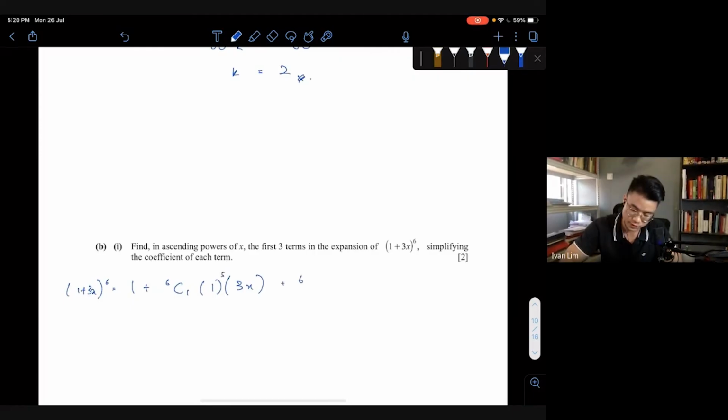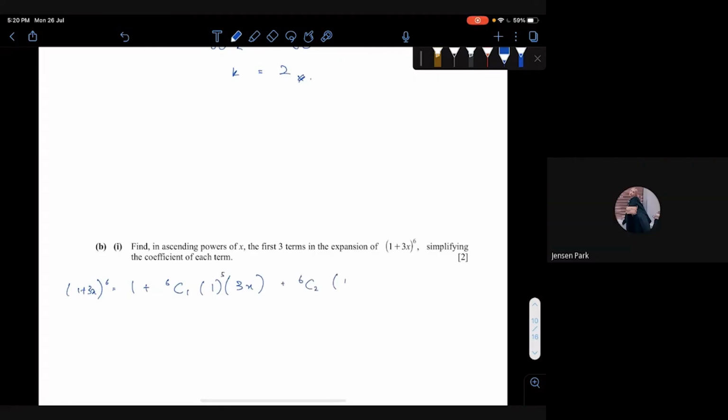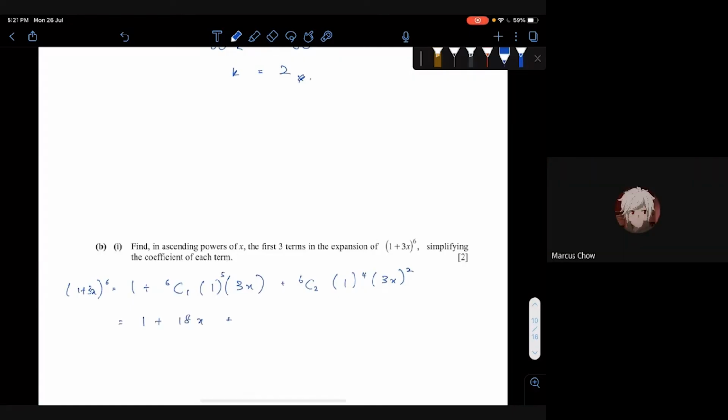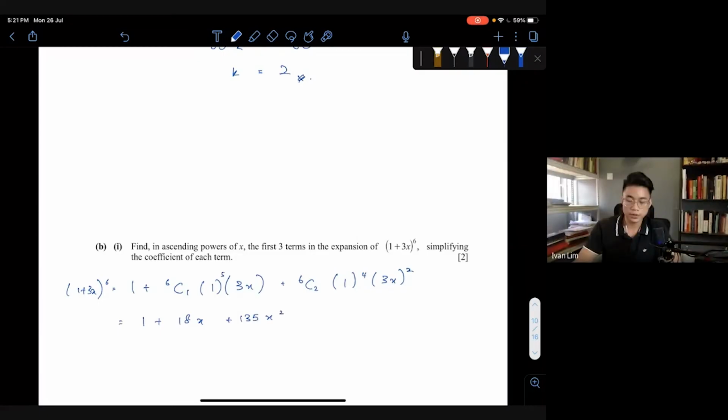Okay, plus 6C2, 1 to the power 4, 3x to the power 2, 3x squared. Okay, you will get 1 plus 18x plus 135x squared. Okay? Yes.